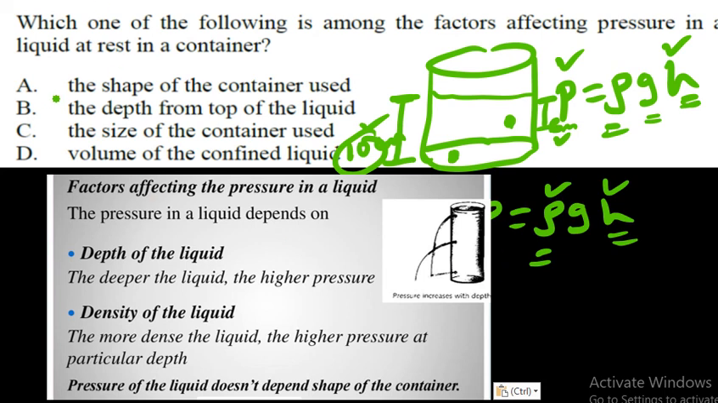So let us see the choices now. The shape of the container, no, it doesn't affect. The depth from the top of the liquid, yes. The size of the container, again, doesn't affect. The volume of the container doesn't affect either. Shape, volume, or size of the container doesn't affect. What affects is either the depth or the density. So what is mentioned here is the depth.